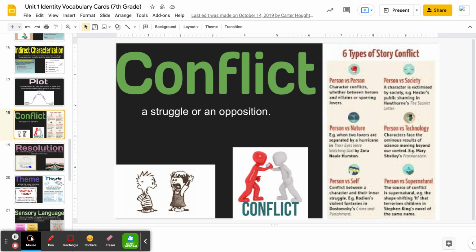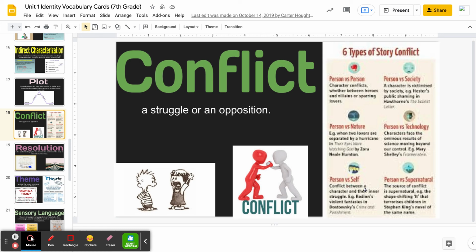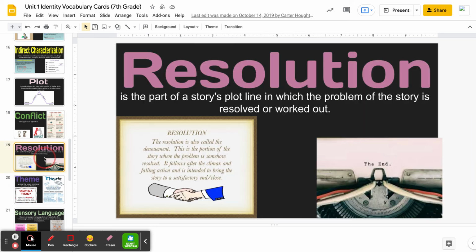The next one is conflict. Conflict is a struggle, problem, or opposition. There's a lot of different types of conflict that we're going to talk about at some point. So there's person versus society, person versus nature, person versus technology, person versus themselves, and person versus the supernatural. So all of these are different conflicts that characters can face in books.